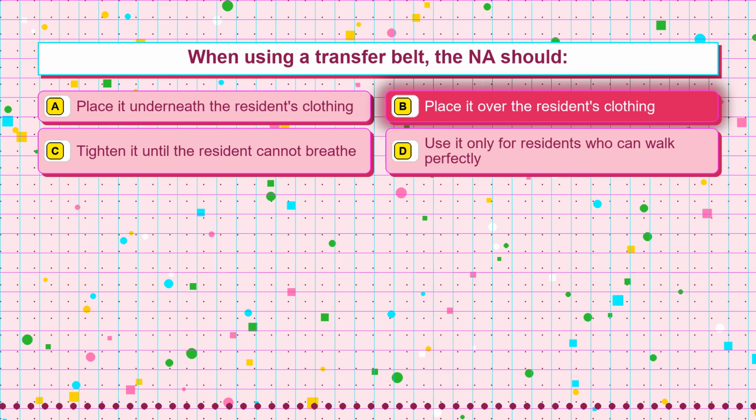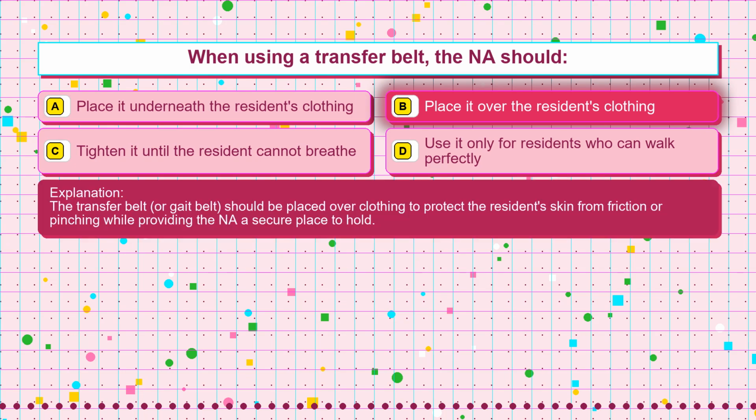The correct answer is option B, place it over the resident's clothing. The transfer belt, or gait belt, should be placed over clothing to protect the resident's skin from friction or pinching, while providing the NA a secure place to hold.